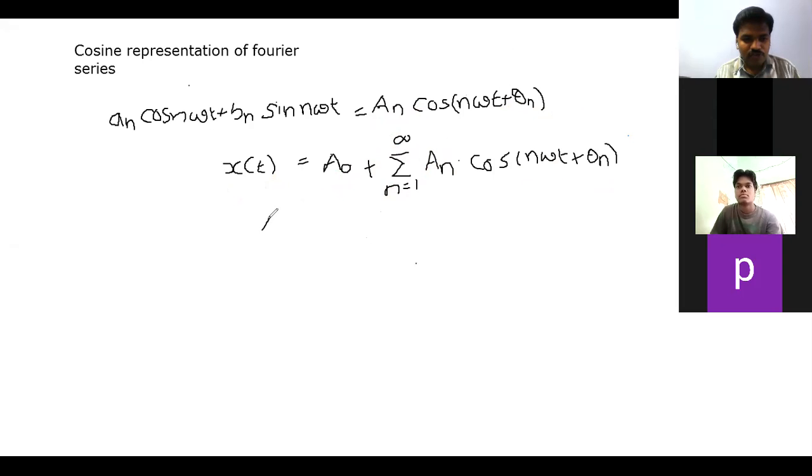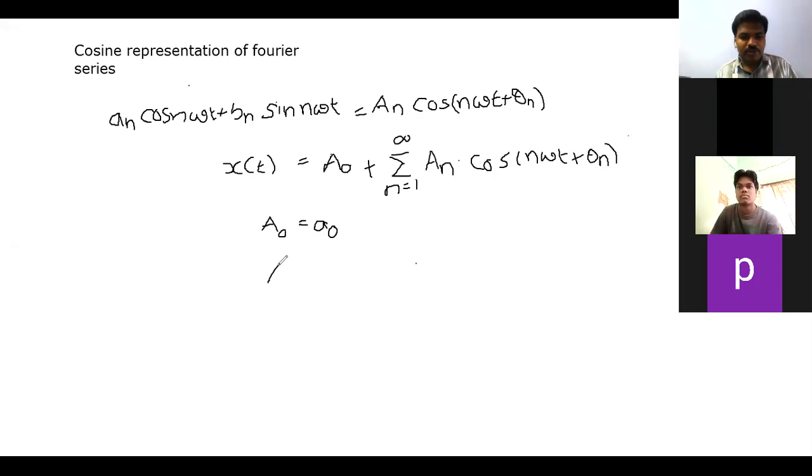So a naught is equal to, there is no difference between the small a naught and capital A naught. Please don't worry about this. So A naught is equal to small a naught. Small a naught is already determined. That is 2 by T into the integral of minus T by 2 to plus T by 2 x of t into dt. Already we have determined the same coefficient in the trigonometric Fourier series.